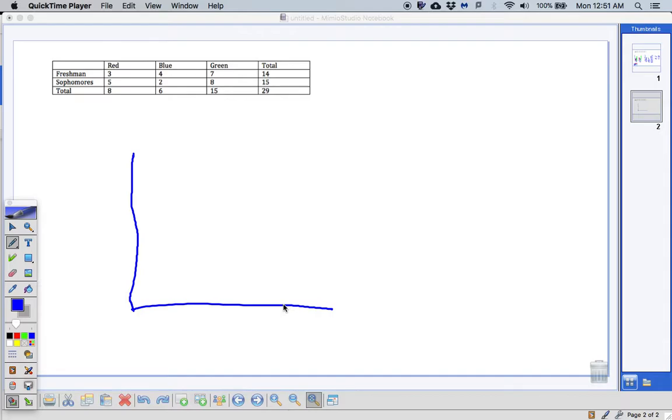So in this case, we're going to go with freshmen and sophomores like we did in the last one. And we're going to make one bar graph. Now the nice thing is the total is going to be here. I'm going to count by twos to get up there. 2, 4, 6, 8, 10, 12, 14, 16, 18, 20. And that should be enough.